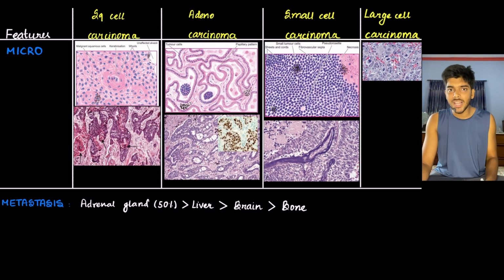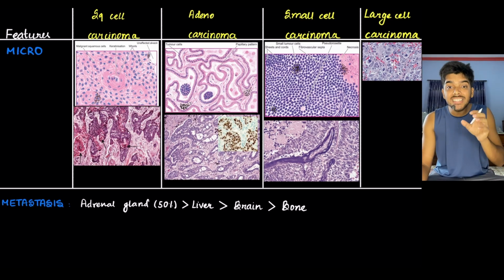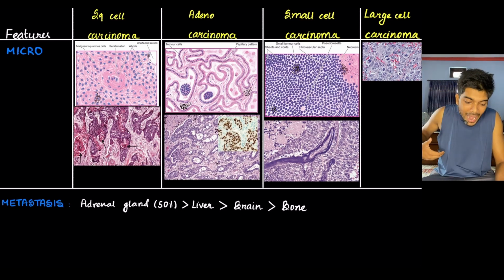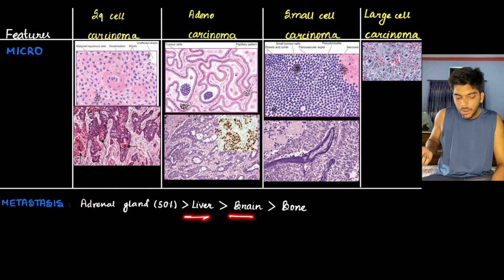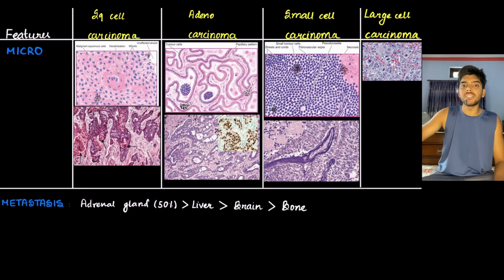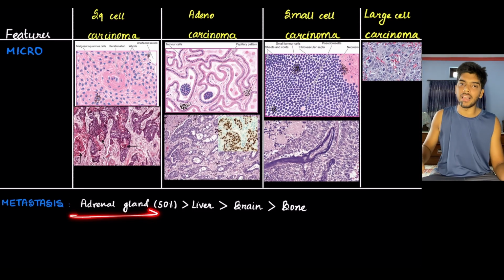Okay. Finally, metastasis. In Robbins, it has been written that in more than 50% of the cases, or almost 50% of the cases, lung tumor metastasizes for some reason to the adrenal gland. Then following that is liver, brain, bone. But then in 50% of the cases, lung tumor metastasizes to adrenal gland.